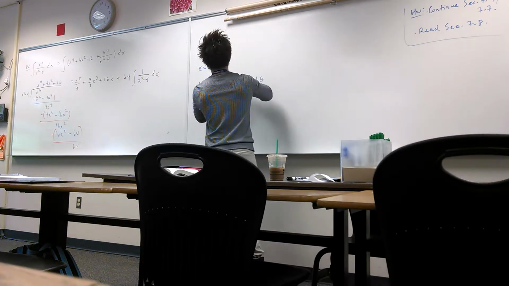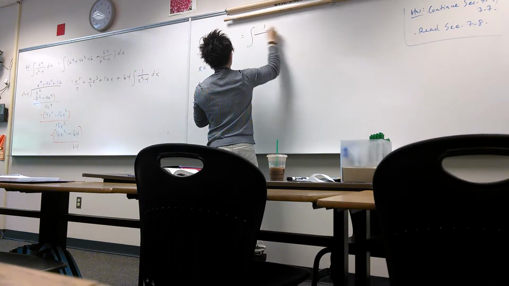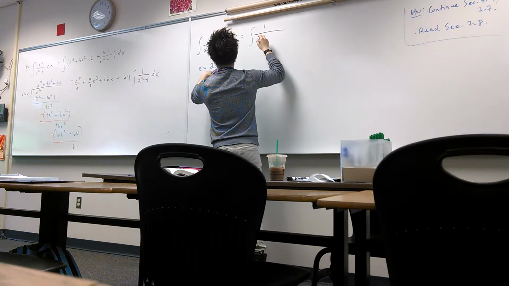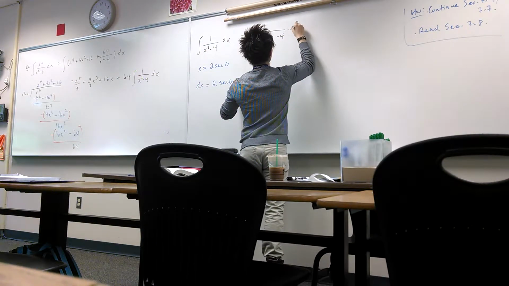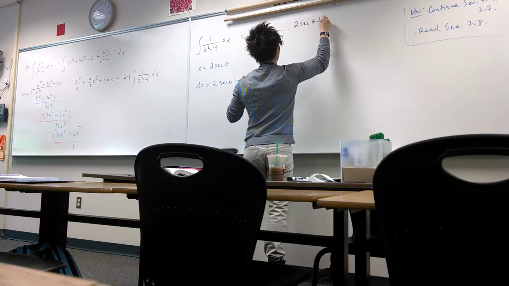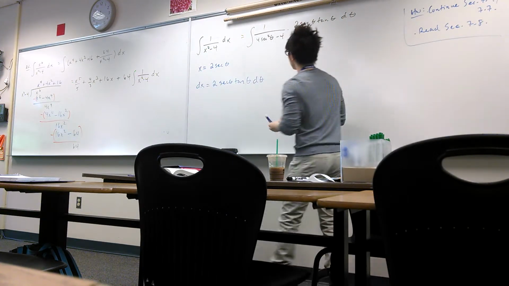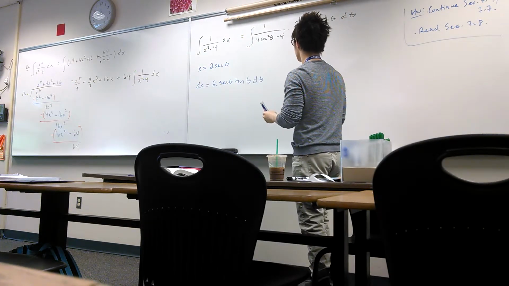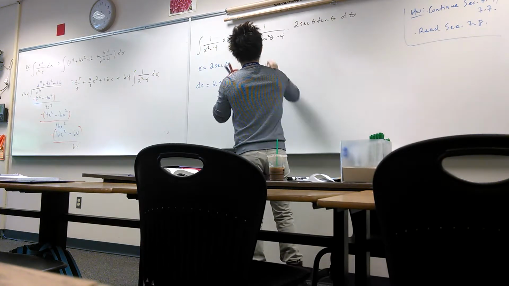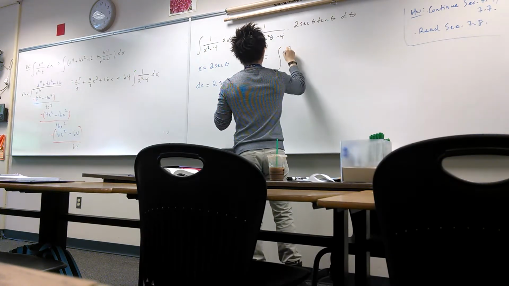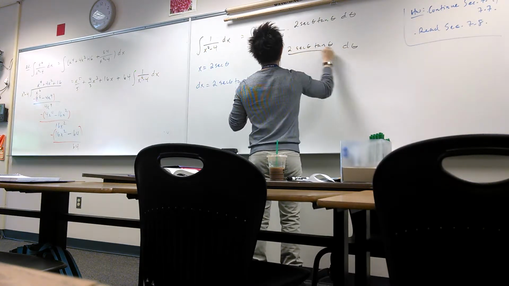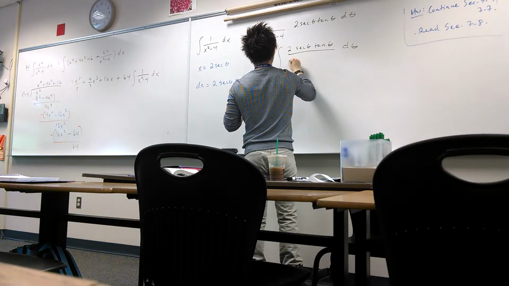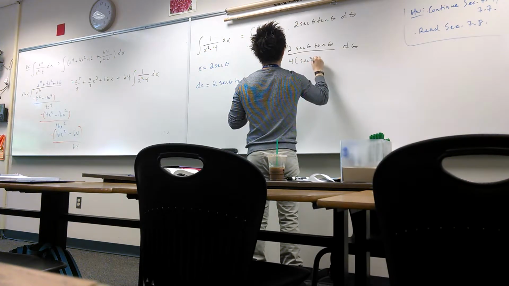So this is equal to the integral of 1 over x squared, which is going to be 4 secant squared theta minus 4. dx is going to be 2 secant theta tangent theta d theta. So this is equal to the integral of 2 secant theta tangent theta d theta over, factor out a 4, secant squared theta minus 1.